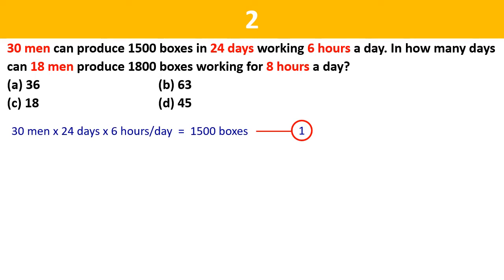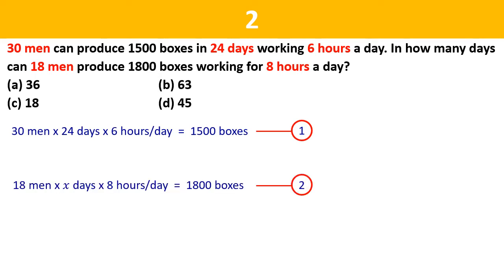So 30 men multiplied by 24 days multiplied by 6 hours per day is the input, and the output is making of 1500 boxes. In a similar way, we can construct the second equation as 18 men working for X days and 8 hours per day can make 1800 boxes. Now, what we observe, the right hand side of both the equation is different. Can we make it same? Yes. We can find out what is the input required for one box, like this.